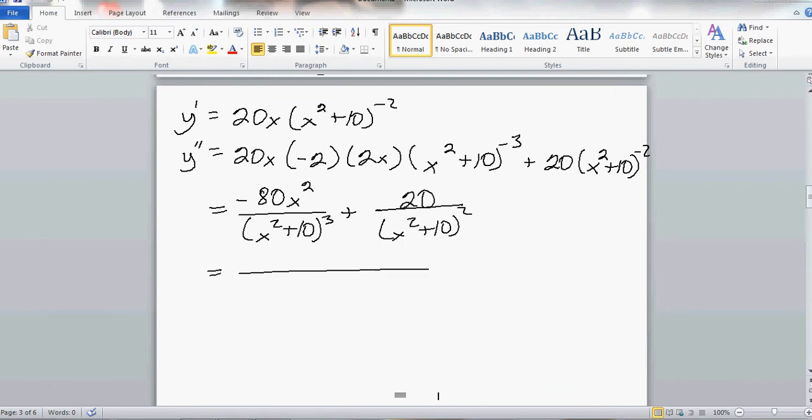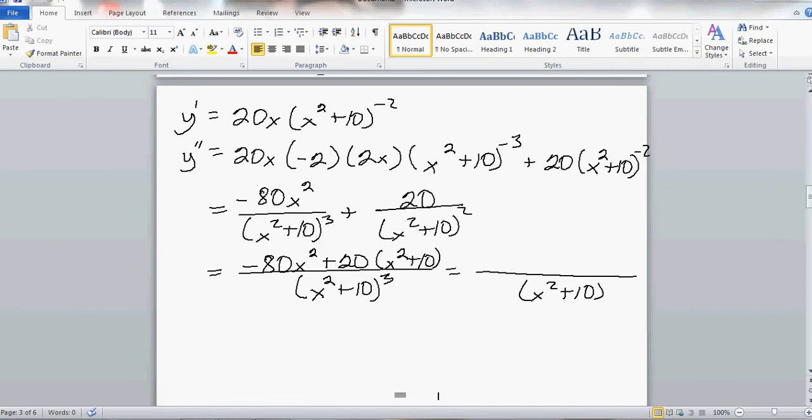And we need to get a common denominator, and much like in the first derivative, the common denominator is pretty simple. That is x squared plus 10 quantity cubed. And we don't have to do anything here, so it's negative 80x squared plus, and all we have to do to this one is multiply by x squared plus 10. So it's just a matter of cleaning it up. X squared plus 10 quantity cubed down here at the bottom, and this becomes negative 80x squared plus 20x squared plus 200. And finally, combining the like terms, this is what we get. Negative 60x squared plus 200.